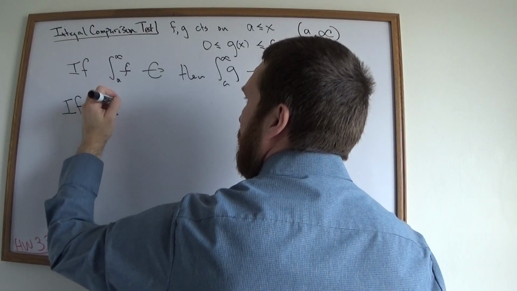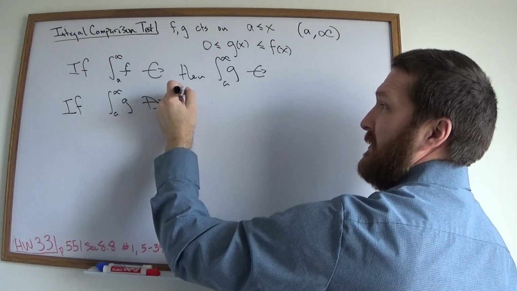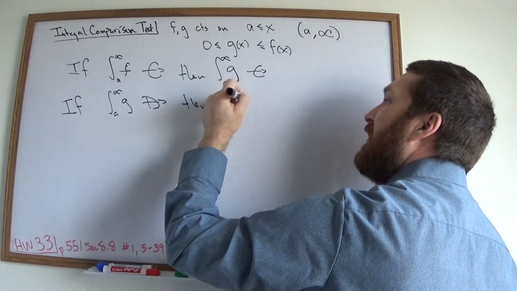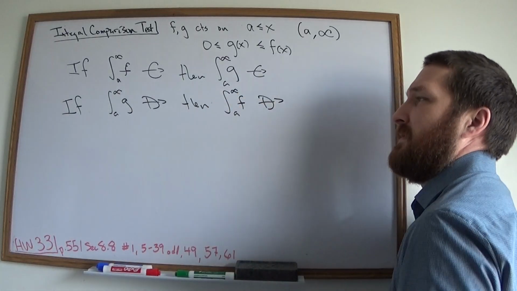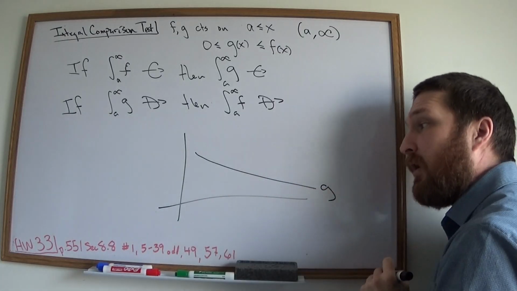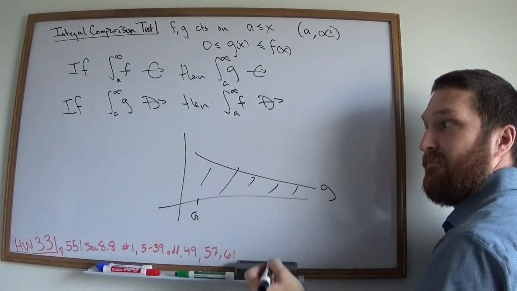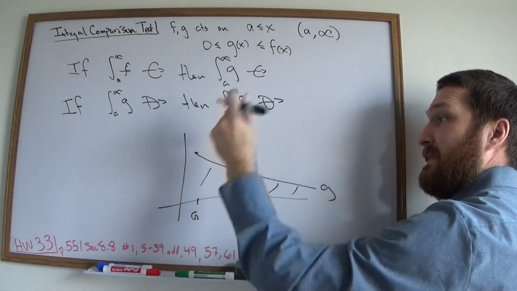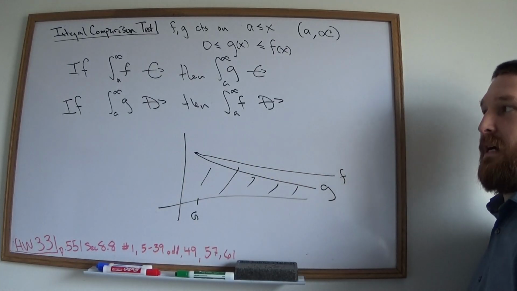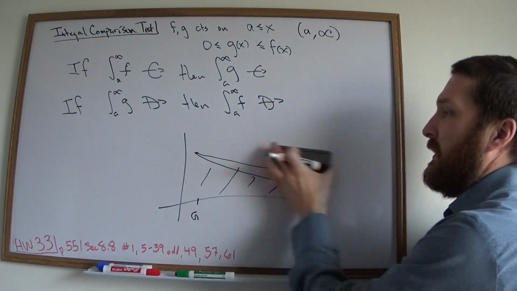If the integral of G diverges, then the integral of F diverges. Because, again, here's your G. G is the lower one, and that area is already infinite. So if F is bigger than it, then it must also diverge. Right? Okay?